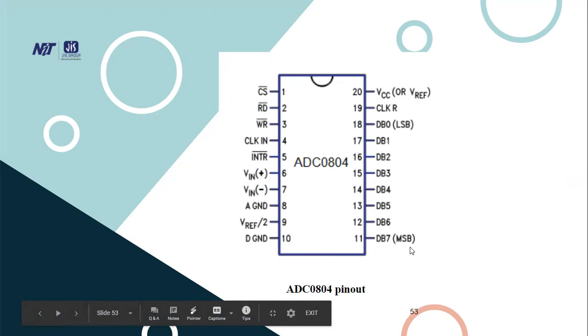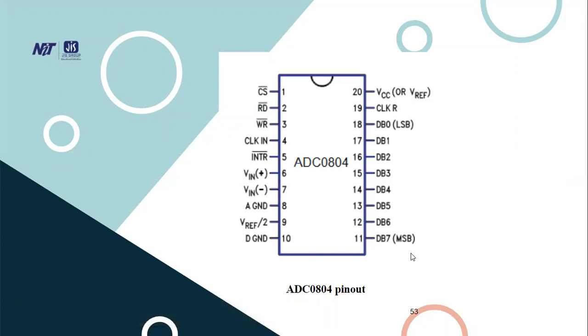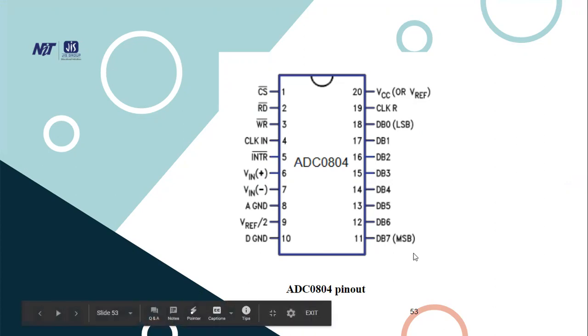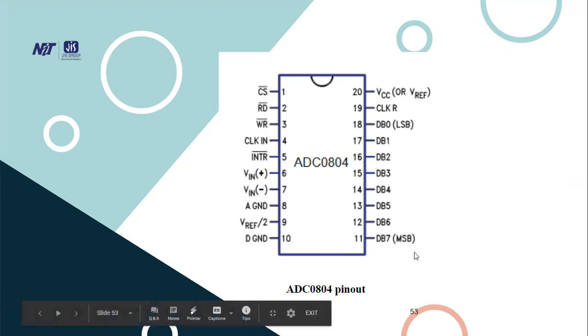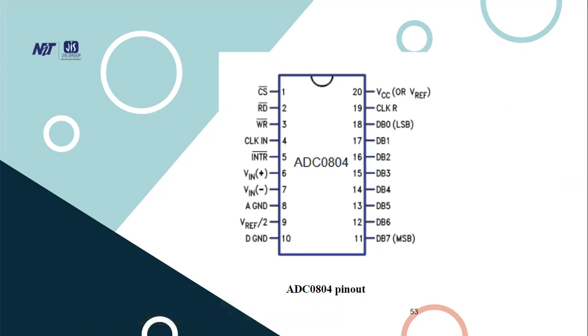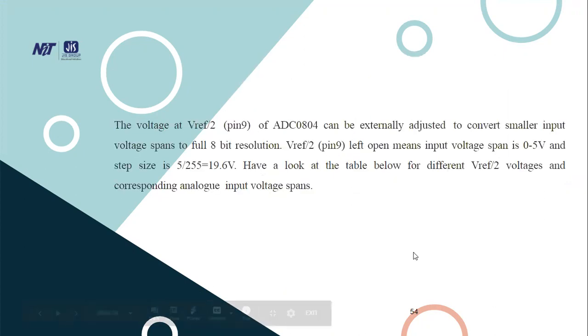Pin 11 is data MSB, 7th bit. 12 is data 6th bit. 13 is data 5th bit. 14 is data 4th bit. 15 is data 3rd bit. 16 is data 2nd bit. 17 is data 1st bit. And LSB is pin 18. 19 is clock. Pin 20 is VCC or reference voltage.